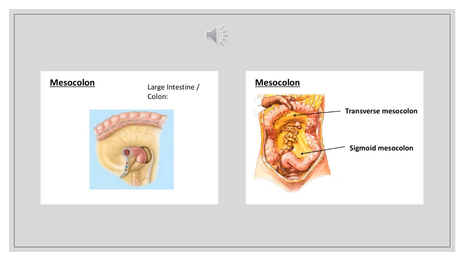In this picture you can see the mesocolon. The peritoneal fold which is suspending the large intestine is called the mesocolon. The part that is suspending the sigmoid part of the colon is the sigmoid mesocolon. The part that is suspending the transverse part of the colon is called the transverse mesocolon.